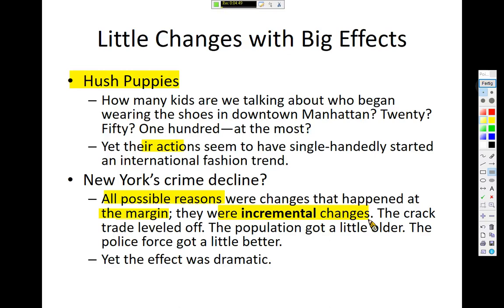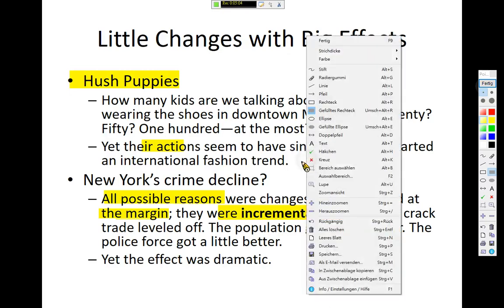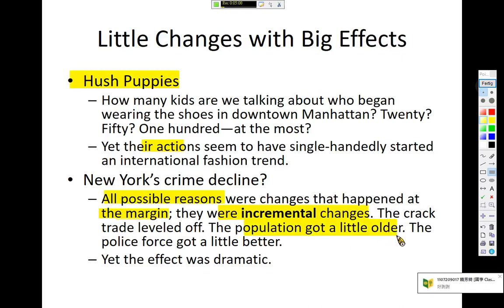Let's say in day one, there were suddenly 2,000 people decided to stay at home and watch TV. And 2 days later, it becomes 2 million. No, it does not happen this way. Always start with a very, very small fashion. So look here. The population got a little older. The crack trade leveled off. Yes, it decreased a little bit. And the police force got a little better. Only everything is a little bit incremental. Yet, the effect was dramatic. We see the effect. Eventually, people died fewer, much fewer than 5 years ago, right? So this is a dramatic result. So the second characteristic of the tipping point is that little changes can have a very big effect.